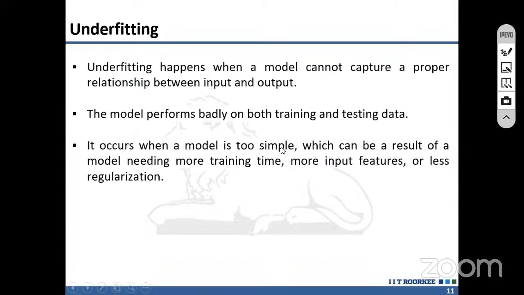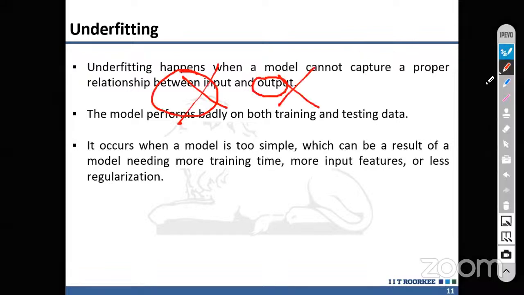Underfitting happens when a model cannot capture a proper relationship between input and output. The model performs badly on both training and testing data. It occurs when a model is too simple and cannot capture the characteristics of the training data. This is the problem of underfitting, because the number of parameters is very small, so it cannot understand.